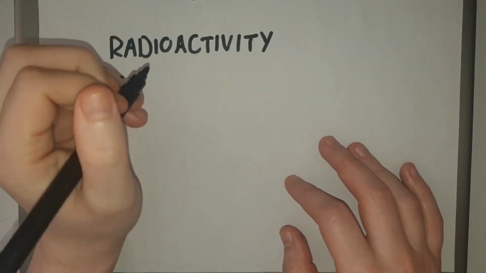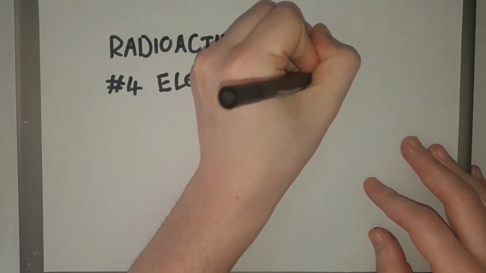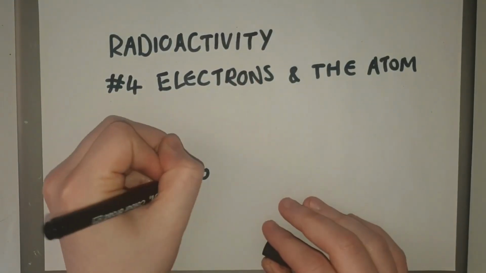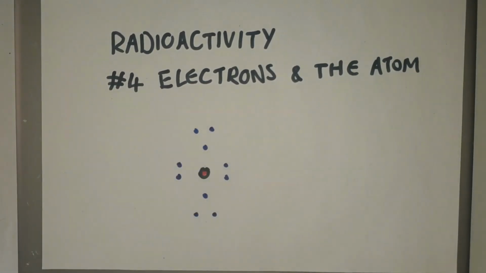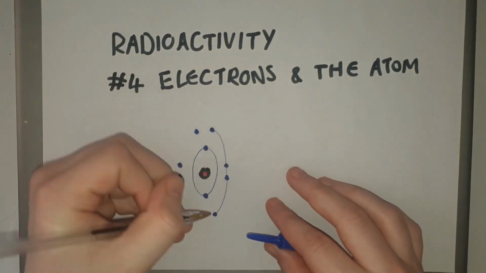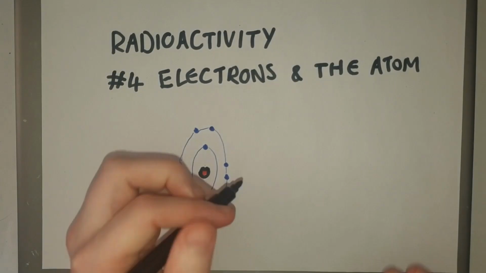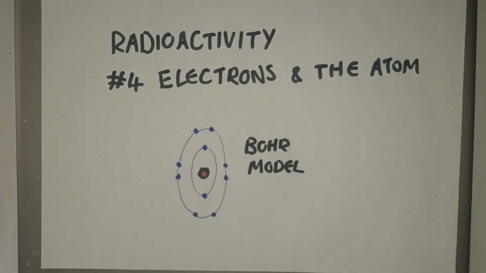So today we're going to build on our picture of the atom, which we've been doing over the last few videos in the radioactivity series, but this time we're going to move on to describing how electrons are arranged inside the atom. This is what Niels Bohr did after Rutherford came up with his nuclear model, so today we're looking at the Bohr model of the atom.